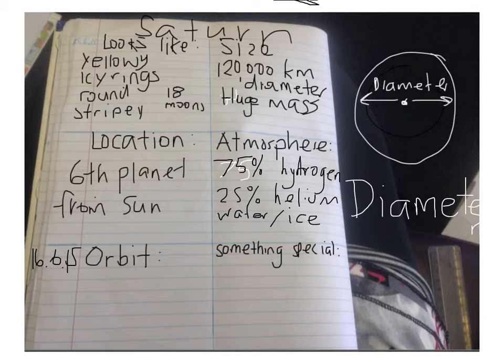Okay, so you can just put hydrogen and helium. I also found out on Saturn, can you see my one up there behind me? It also has water and ice. So I've added that at the bottom in my atmosphere box. You may like to do that also.